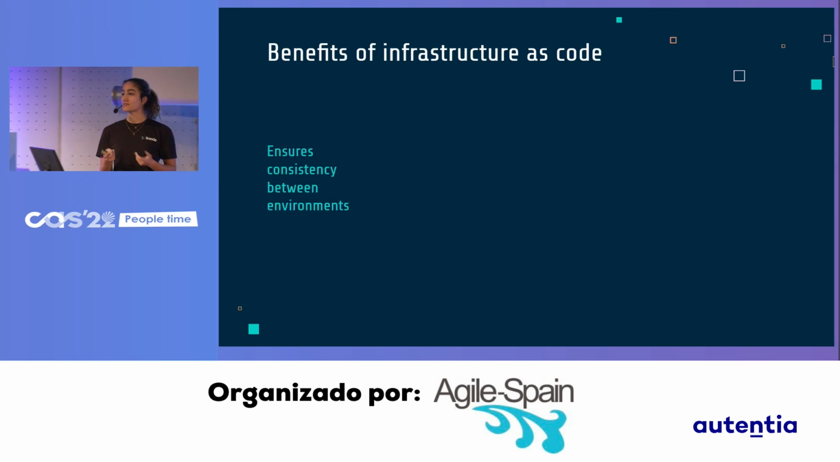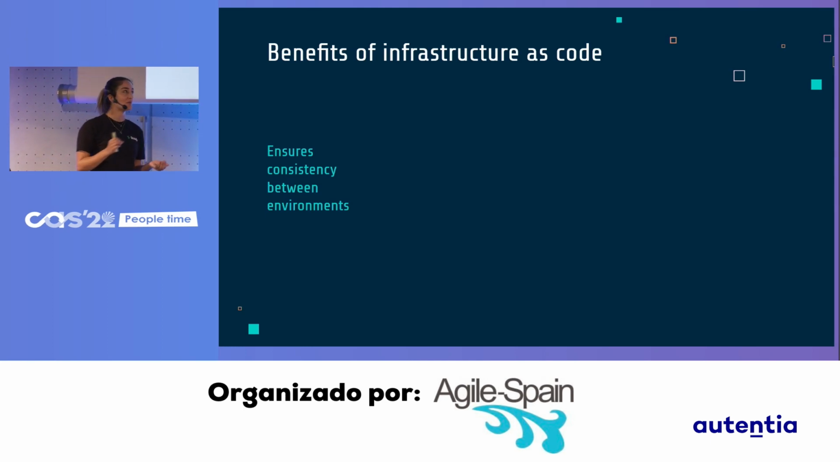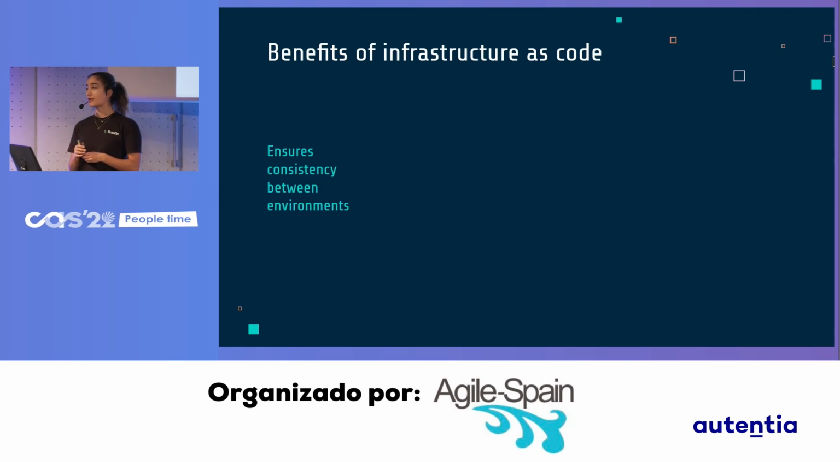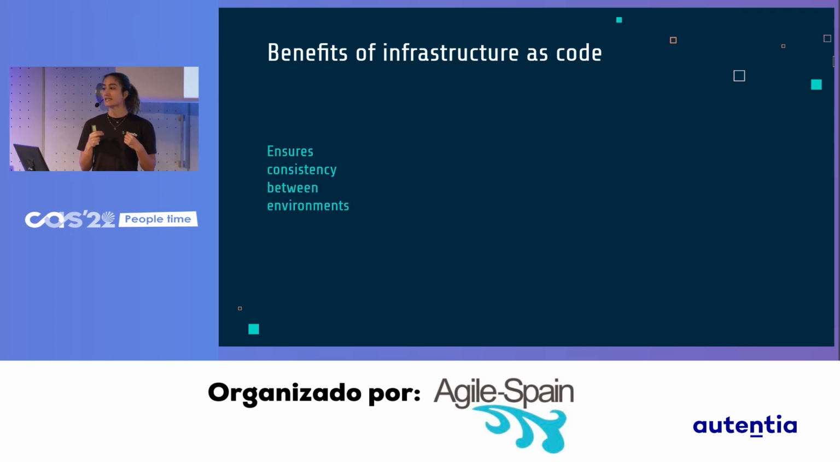Okay, so why is this important? Why is building with infrastructure as code better than building within the UI, for example? By using these configuration files, you're ensuring consistency across your environments.